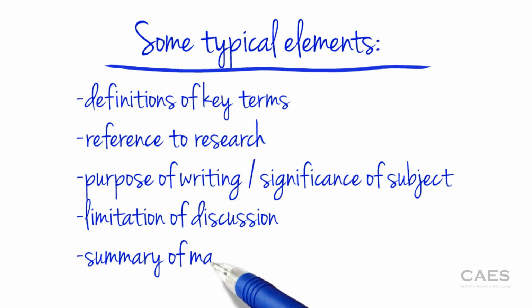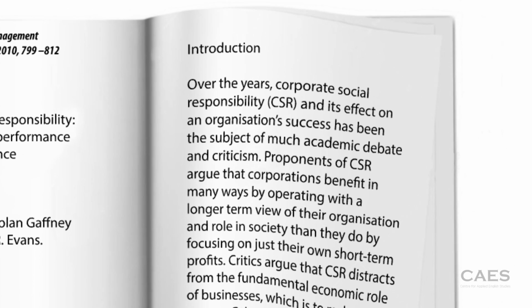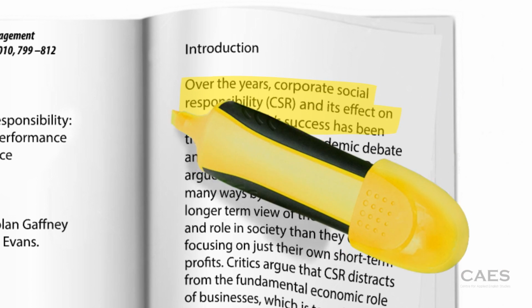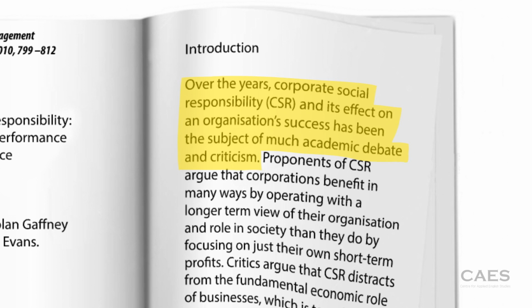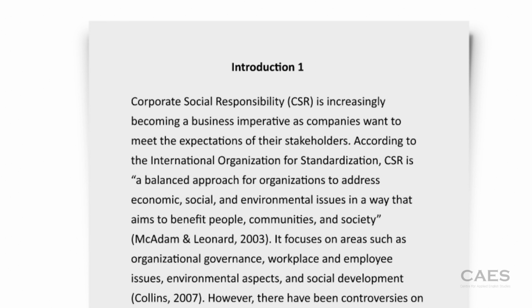Sometimes one sentence in your introduction performs more than one function at once. So let's compare a couple of term papers which both have pretty good introductions. In an academic journal, the first sentence is crucial in identifying the significance and importance of the topic. Look at this academic journal's first line. "Over the years, corporate social responsibility and its effect on an organization's success has been the subject of much academic debate and criticism." In the example of the first term paper, the writer tries to recreate something similar.